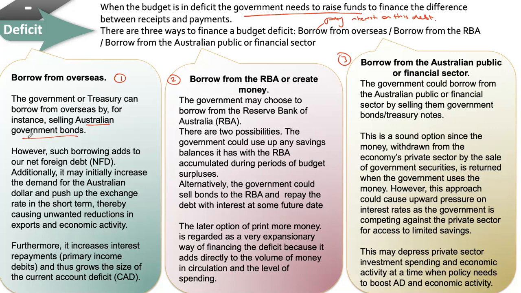So if it's $1 billion, they will sell them for $1 billion. They will give $1 billion back to these investors maybe in 2 years' time, plus interest. So what happens if we borrow overseas?